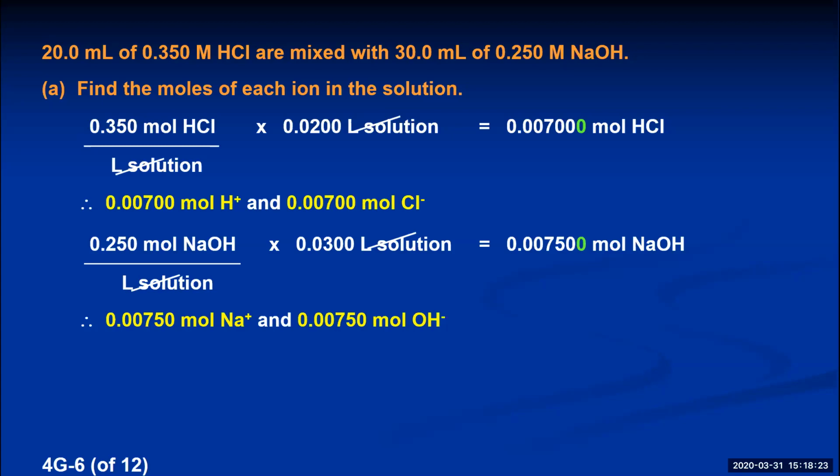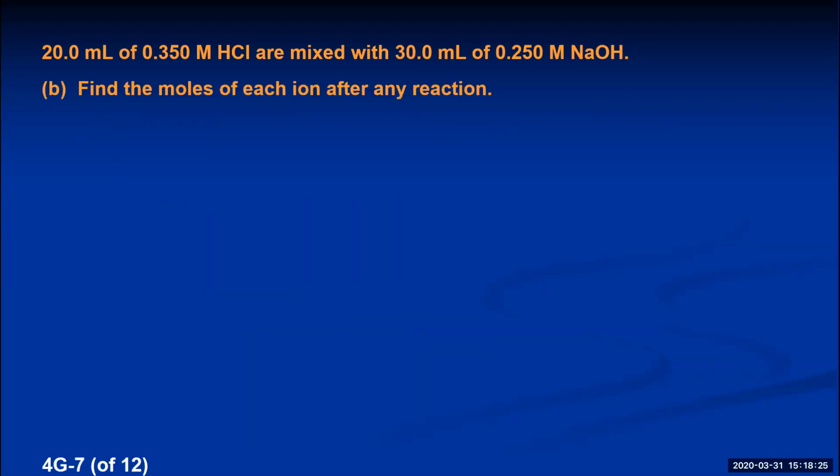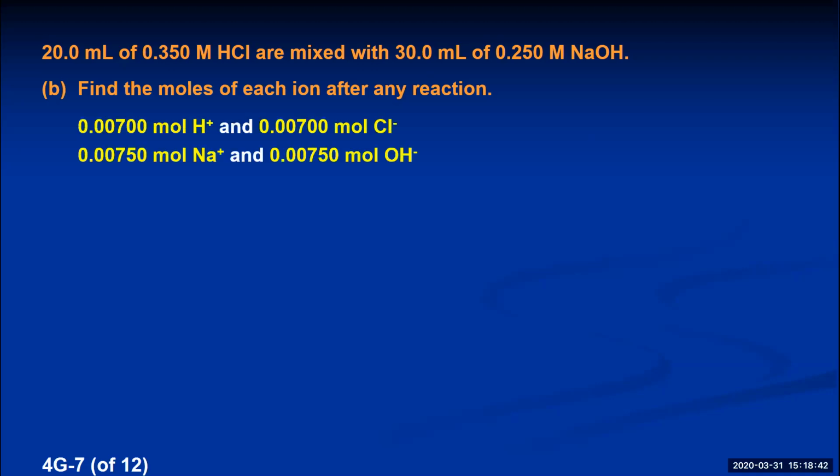Let's go to part B. Find the moles of each ion after any reaction. So here we have two soluble compounds being mixed together, two compounds reacting. You would imagine an exchange reaction. So you switch the partners and you look for a precipitate, water, or a gas.